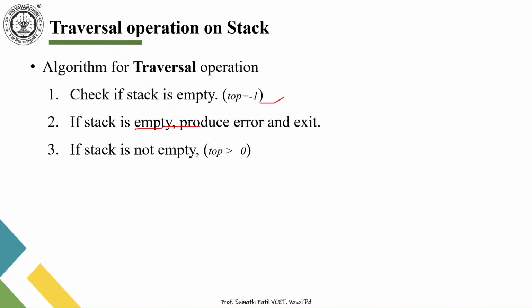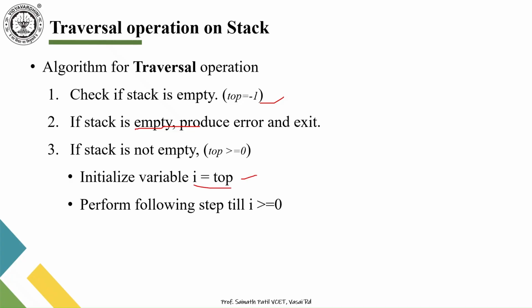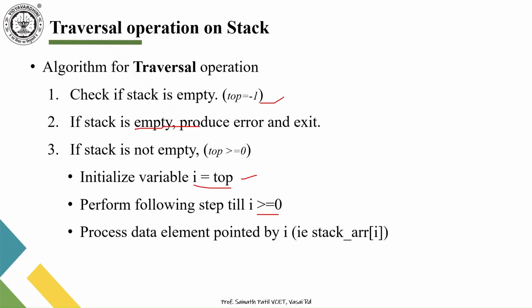Otherwise, if the stack is not empty, that means top is greater than or equal to 0, then we perform this step. Initialize variable i is equal to top. That is, the looping variable i is used over here, and we perform the following steps till i is greater than or equal to 0. So repeatedly these steps are performed. Process data. Now in this case we display the content of the stack array pointed by i, and decrement i. So these two steps are repeatedly executed till the value of i is greater than or equal to 0. Once it becomes less than 0, it will stop execution.